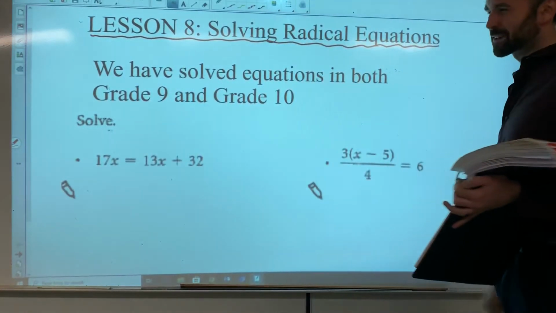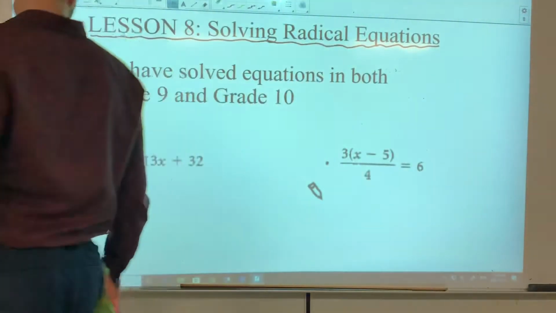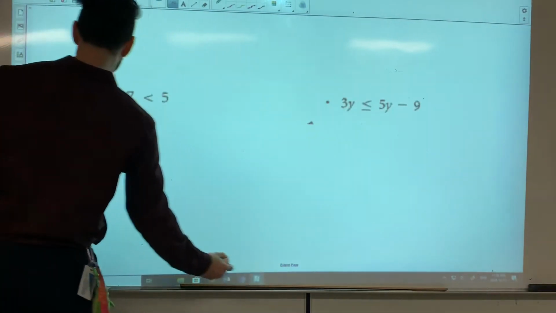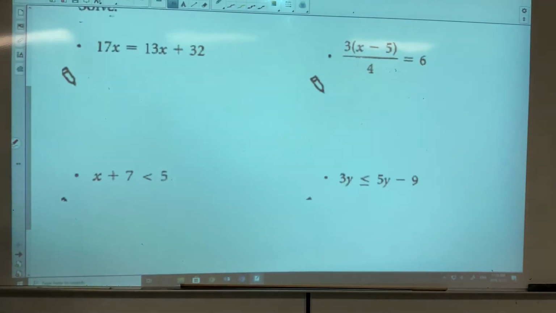Grade 11s, we've started these. We're solving radical equations. So we'll go back to grade 10 for a moment and look at a couple of equations that we solved that don't involve radicals. Many of the same strategies will apply.